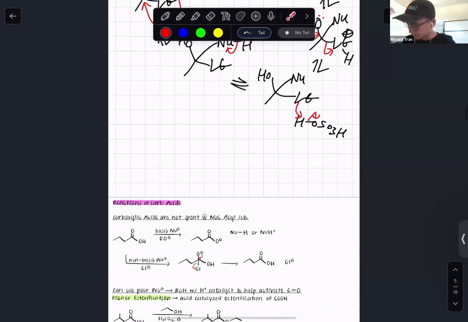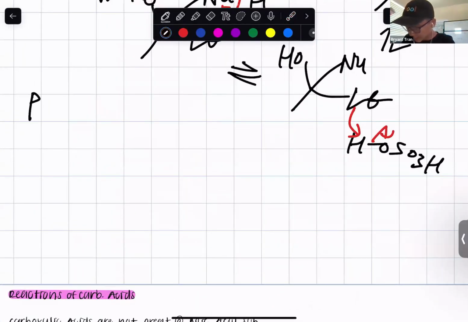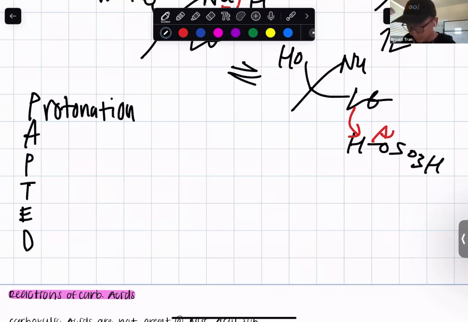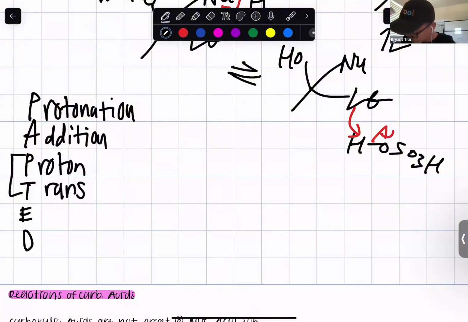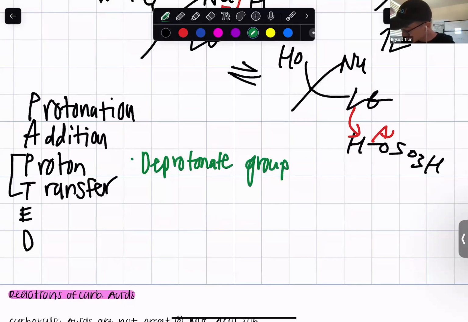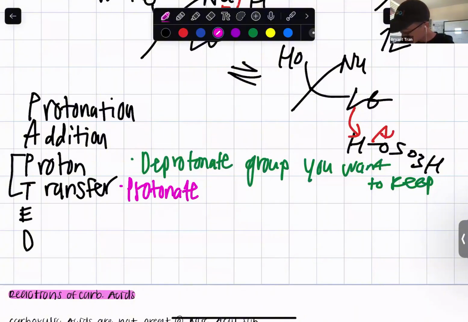Right? An acronym that Maria Jones uses that can help you with this mechanism is PADPED. In acidic conditions, the first step is protonation, where we protonated the carbonyl oxygen, and then we did addition, where we added the nucleophile, and then these next 2 steps here are the proton transfer steps, right? Where we deprotonate the group you want to keep to make into a bad leaving group. And then you're going to protonate the group you want to kick out.